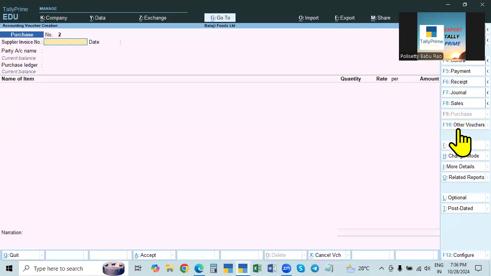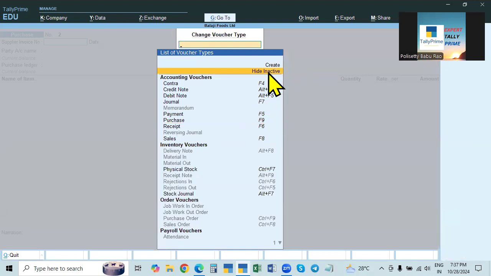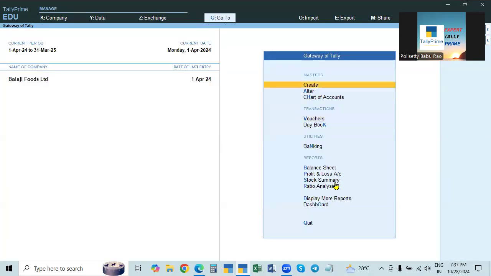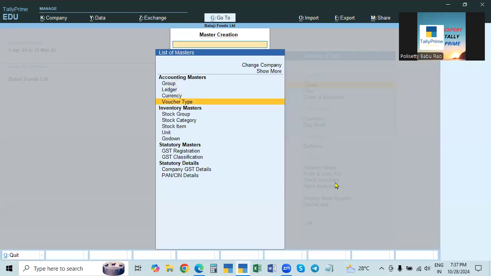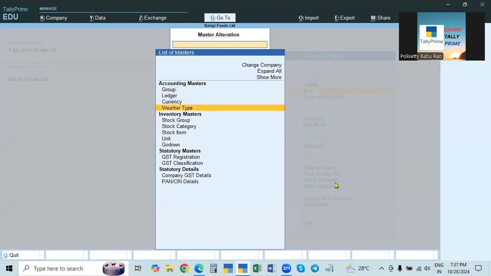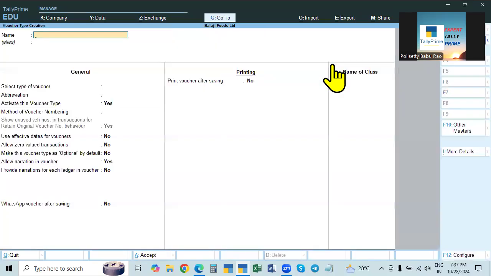In the voucher, what we have to do now: we made the purchase, now we have to manufacture the goods. For manufacturing goods, we have to use the manufacturing voucher. Go to other vouchers. It's not available here. Inventory vouchers, go to show inactive. Here also the inventory voucher is not available, so we have to create it. Either go to the create button and select voucher type, or go to the alter button, or go to voucher type, then create. In this one, it's not available, so create like this.